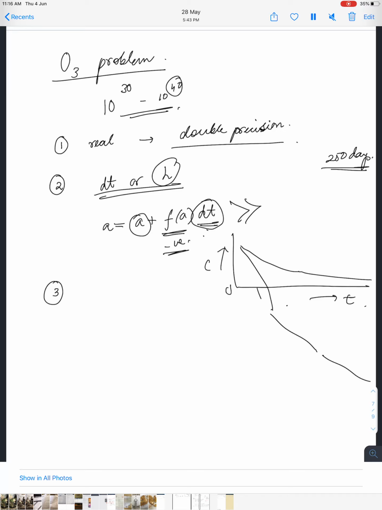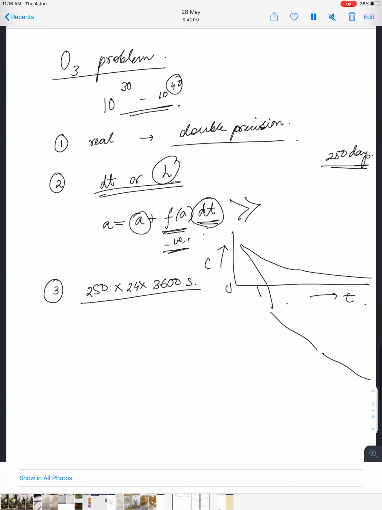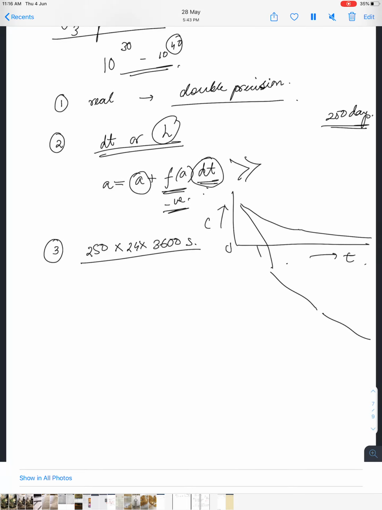Now the third point, this 250 days. So suppose you take the time step as small. 250 days means 250 into 24 hours into 3600 seconds. So these many seconds, so it's large, I understand. And if you are taking h even smaller, then whatever is the value of h, you have to divide by that. So if h is 0.01, you have to multiply by 100, say, right? These are the number of iterations that you have to do to reach 250.